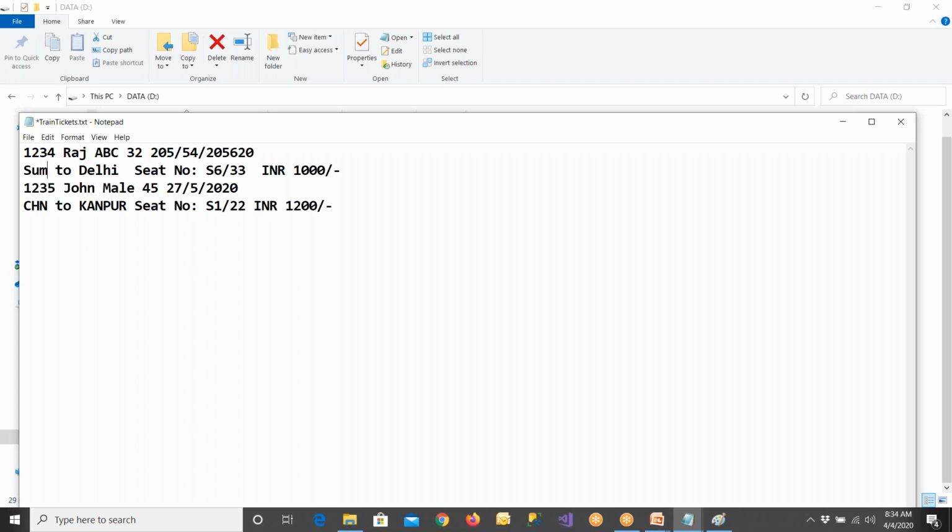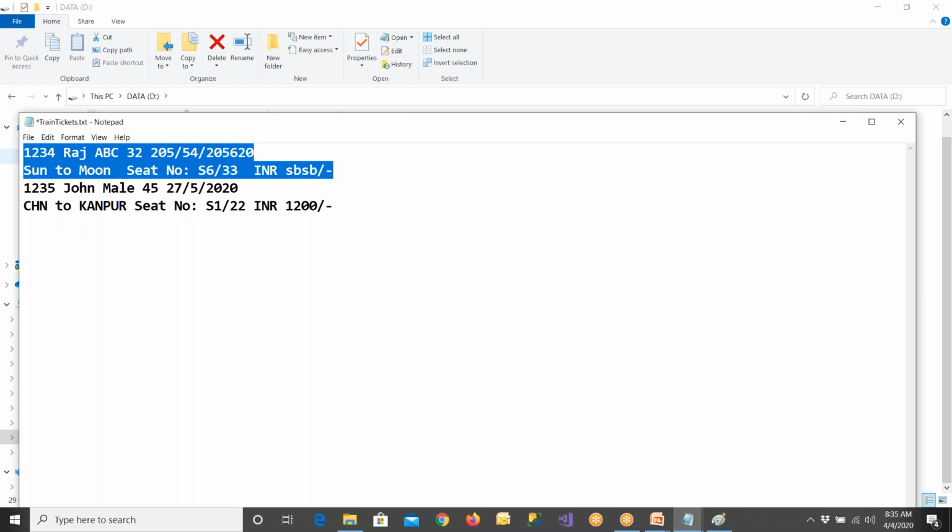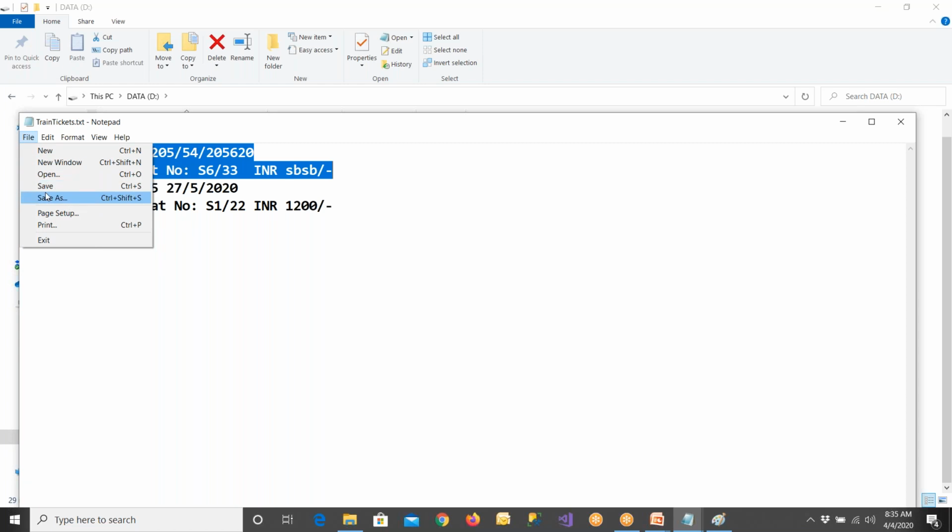So when people say sun to moon, any hacker trying to come here and modify a lot of things over there, they say sun to moon, I would like to go on this date, and seat number is something, I paid some ABC amount. So a lot of data is manipulated. A lot of data can be completely changed, and people are simply saving it.